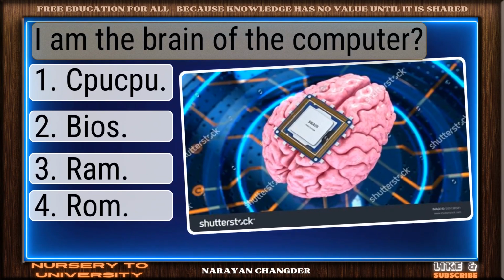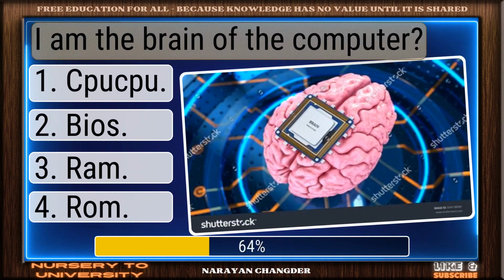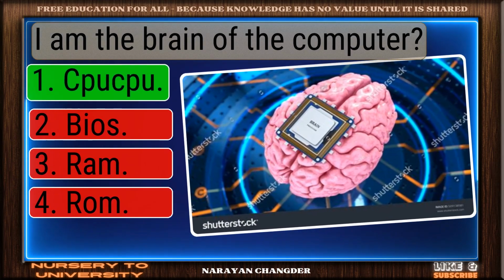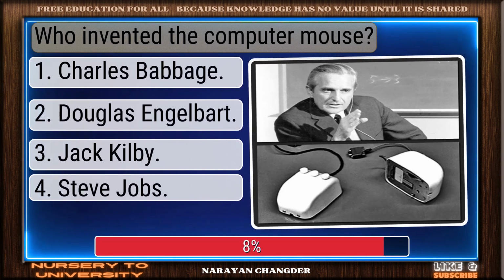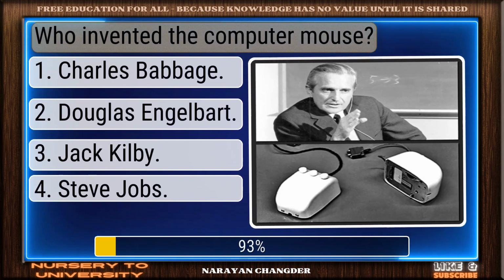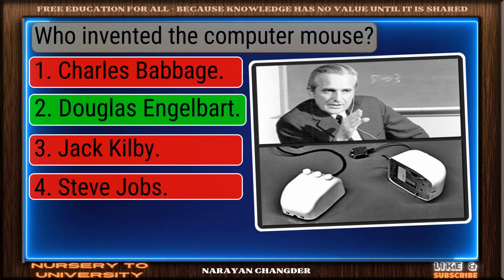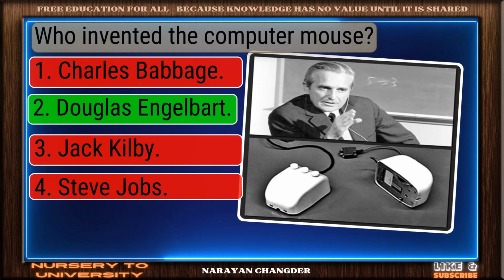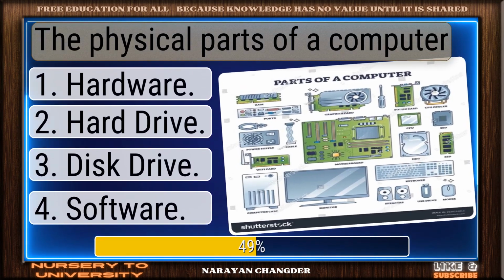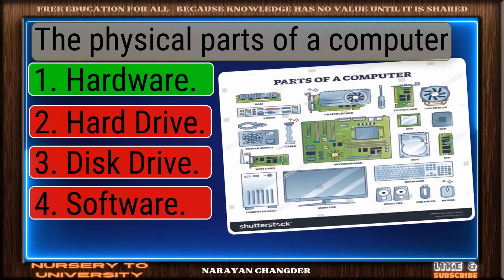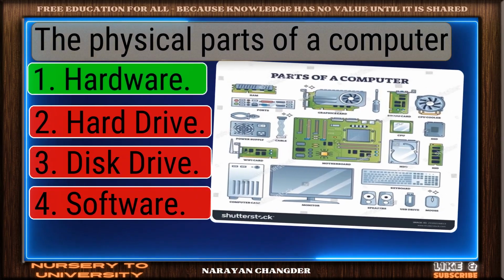I am the brain of the computer. Correct response. CPU is accurate. Who invented the computer mouse? Exactly. Douglas Engelbart makes sense. The physical parts of a computer? Perfect. Hardware is the one.